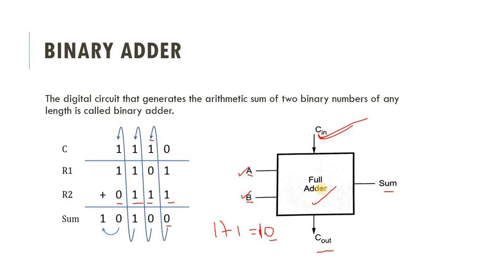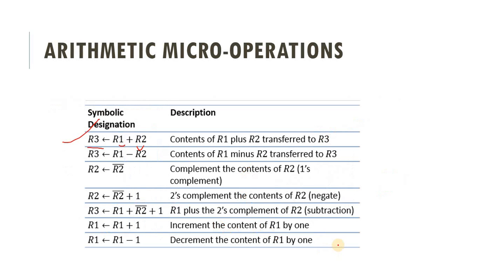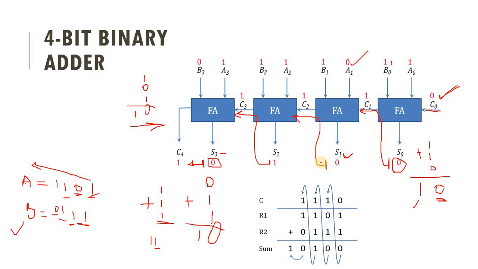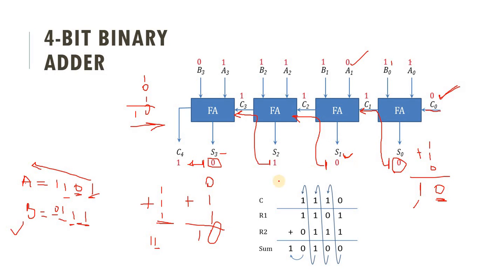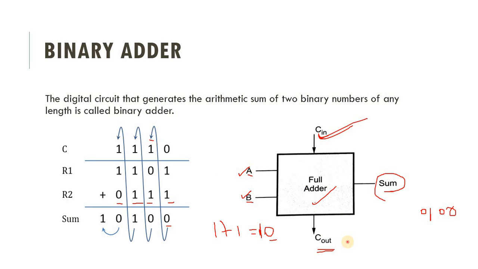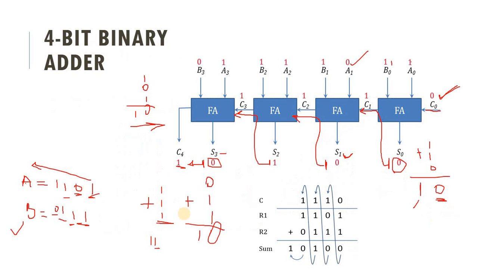Now you can see in this figure, at the end it generates some sum and the carry bits. The sum value is 0010, and the carry bit is 1. So in this figure the carry bit is 1. This is how the addition is performed on the full adders.